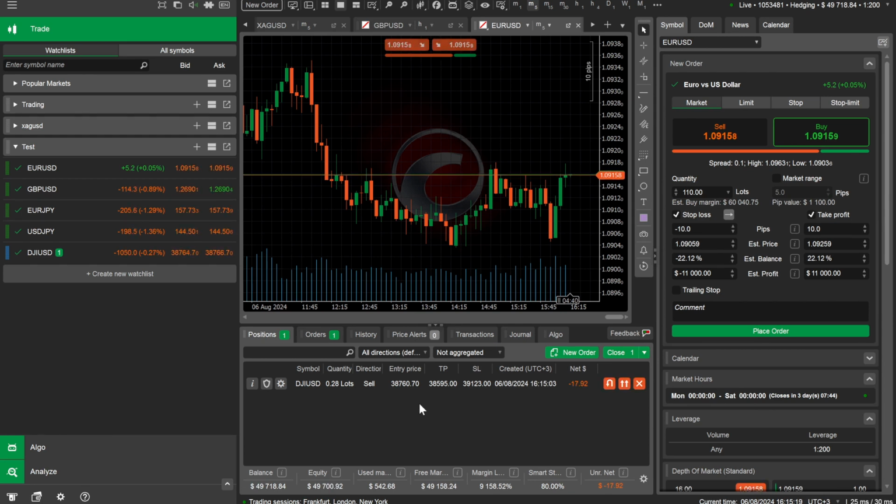Anyway, so better use a platform that calculates everything for you, like cTrader.